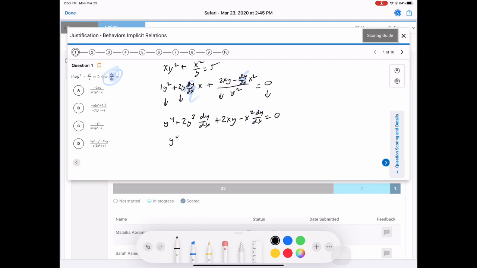Y to the fourth plus 2y cubed. These guys both have a y, so we'll deal with that later. And it becomes a positive x squared dy over dx, and minus 2y cubed dy over dx. Now the trick here for algebra 2 is they both have a dy over dx, so we can factor that out. X squared minus 2y cubed, times dy over dx, is equal to y to the fourth plus 2y cubed.